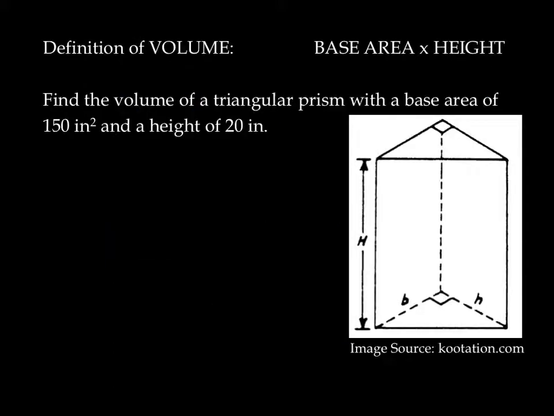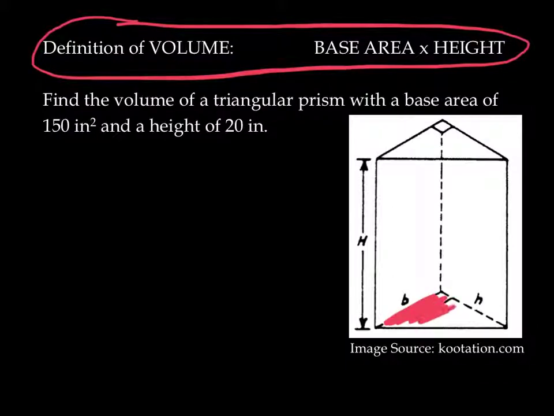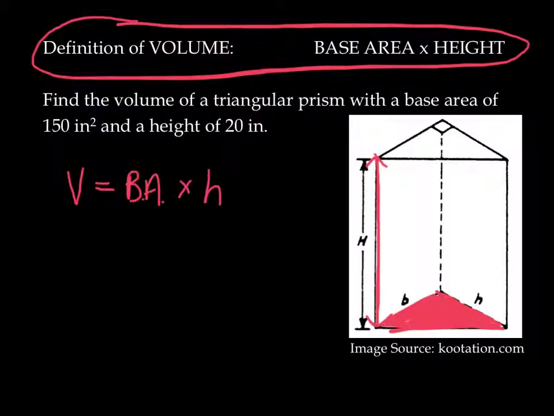Okay, so what is volume? Well, a rough definition of volume that's really straightforward is this. Volume is a base area times a height. You have some base, like in this triangle, and this base is projected through some kind of height. If you take the height, a one-dimensional measurement, times the base area, a two-dimensional measurement, you get a three-dimensional measurement called volume. So volume is base area times height.